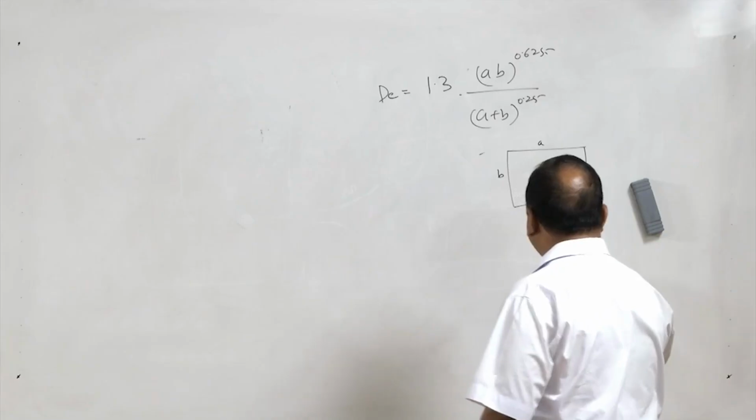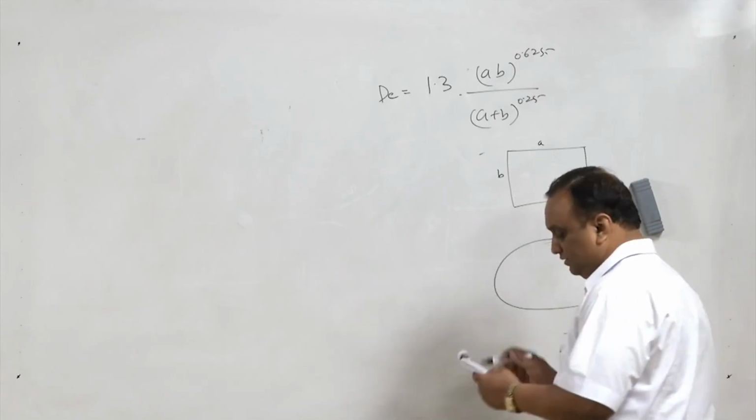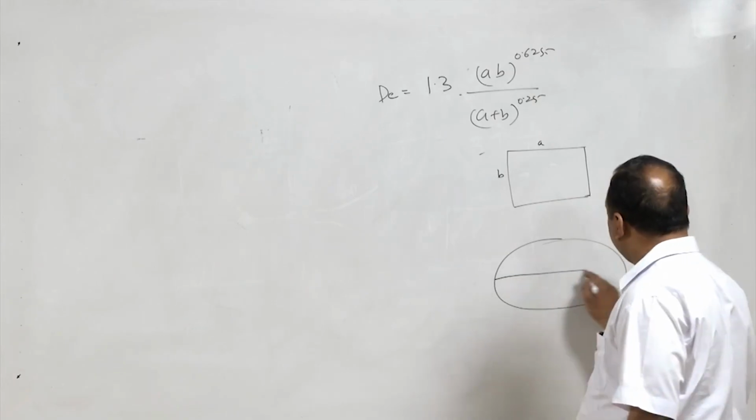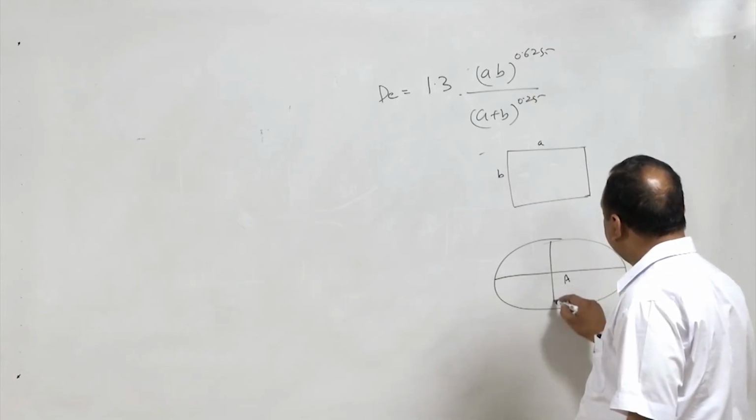Some of the ducts are oval shaped, right? In an oval shaped duct, suppose this is the major axis and this is the minor axis.